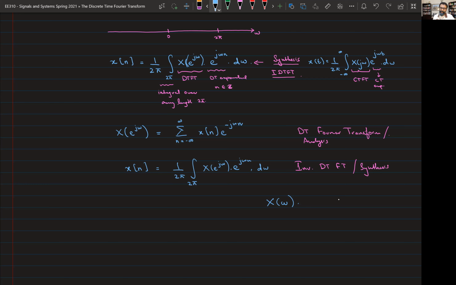But for all intents and purposes, this function here is only a function of omega. It's not a function of e raised to j omega. It's a function of omega because that's the independent variable.